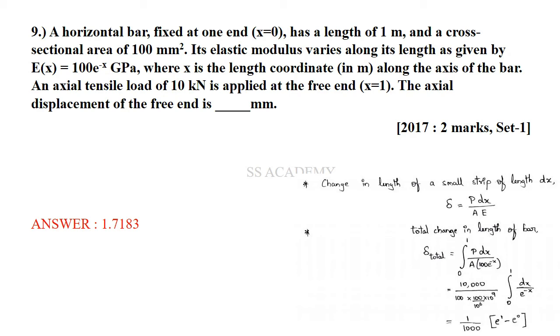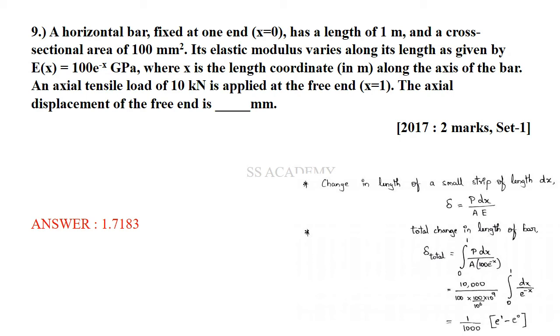An axial tensile load of 10 kilonewton is applied at the free end x is equal to 1 meter. The axial displacement of the free end is, they are asking the elongation. Generally, the formula is change in length of a small strip of length dx. That is, we are considering a small portion of that bar and we are finding the change in length, which corresponds to P into dx by AE. P, A, E are the values at that particular cross section.